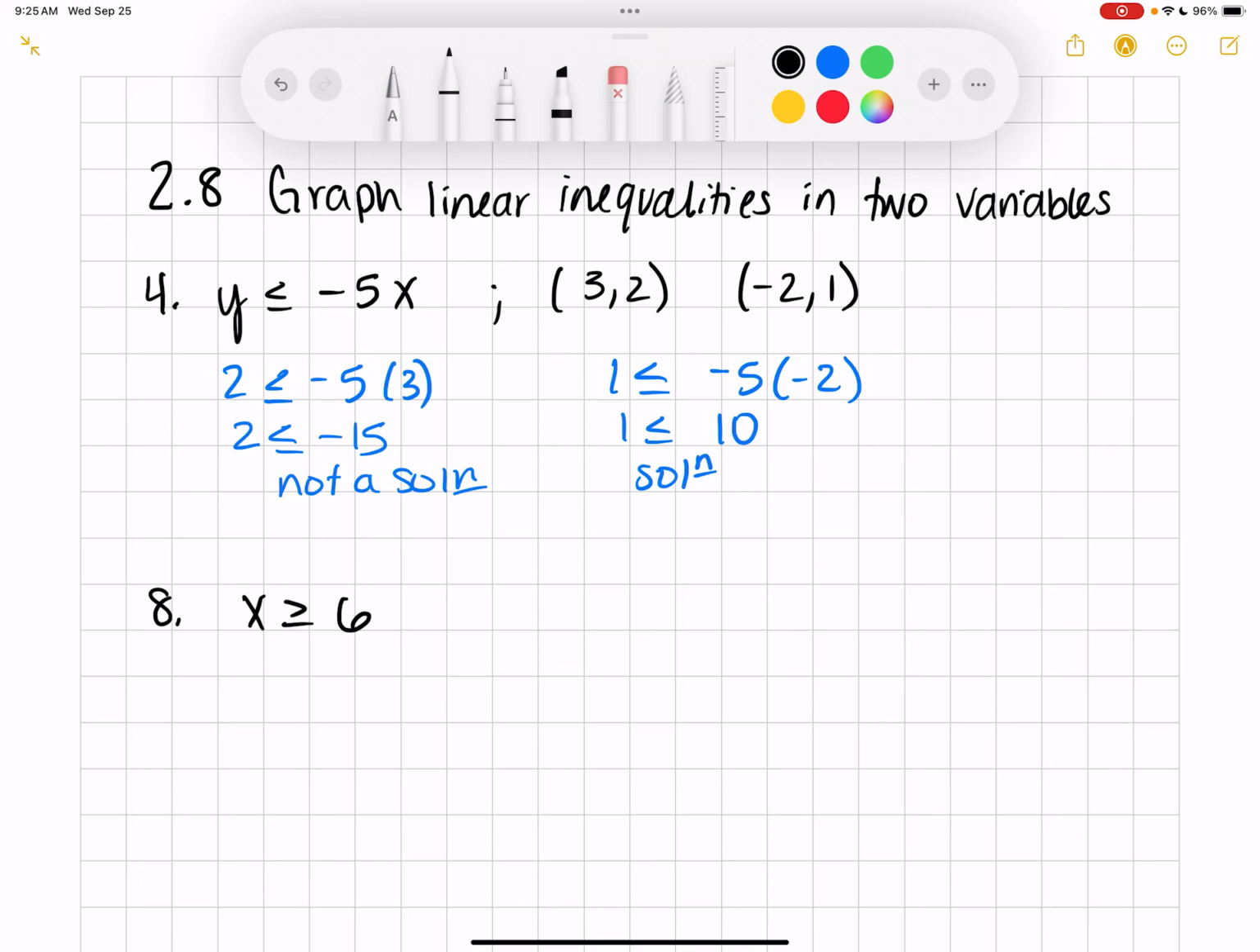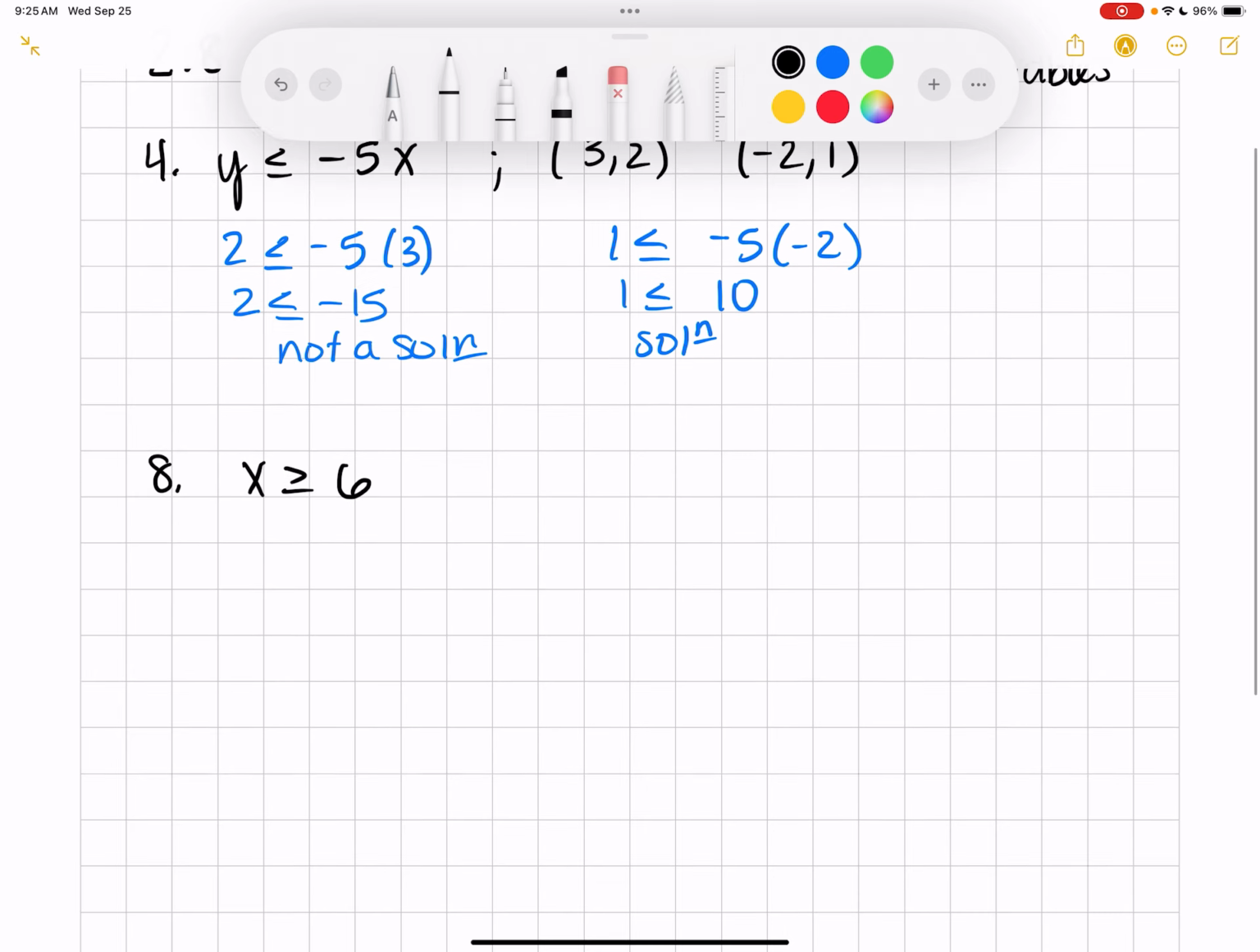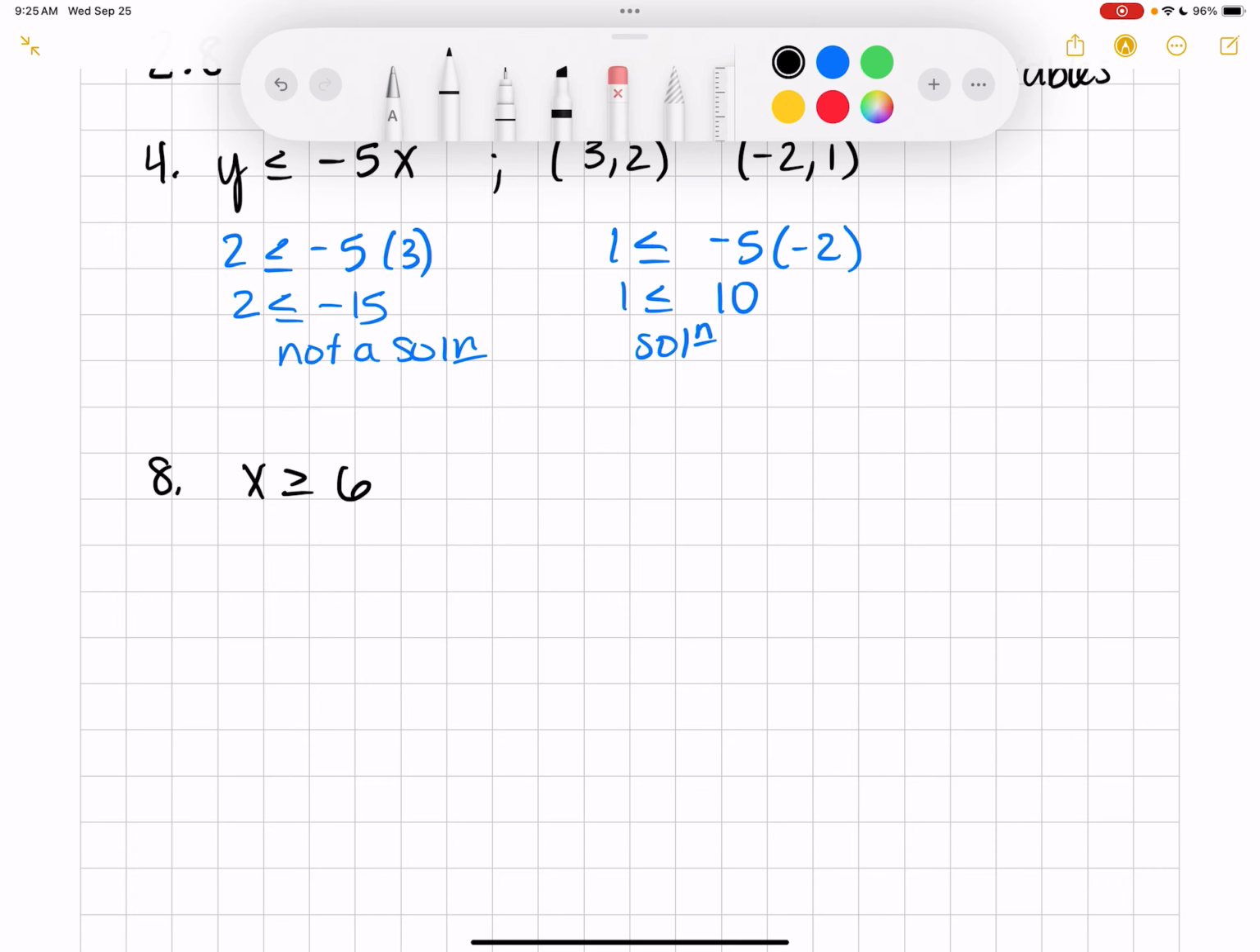If you accidentally make something solid and it's supposed to be dotted, you can just make a note that it's dotted. If that happens, especially if you're using colors to graph with, just make a note of that.